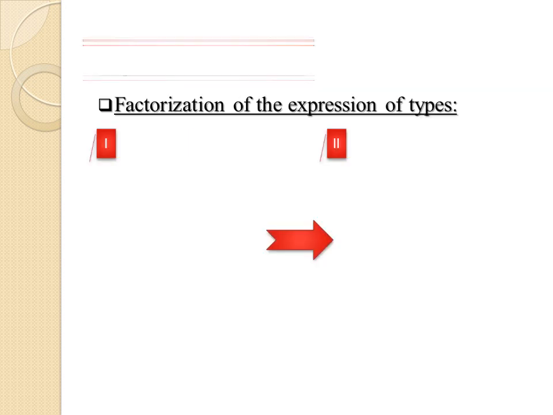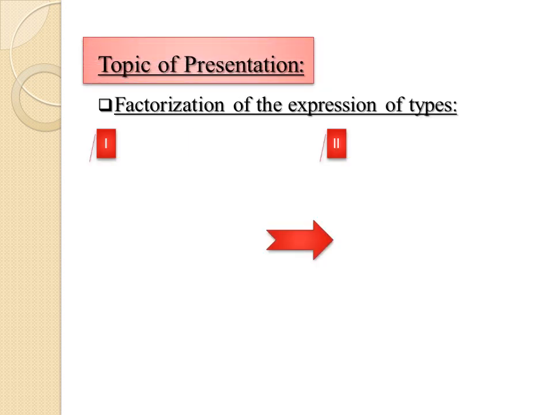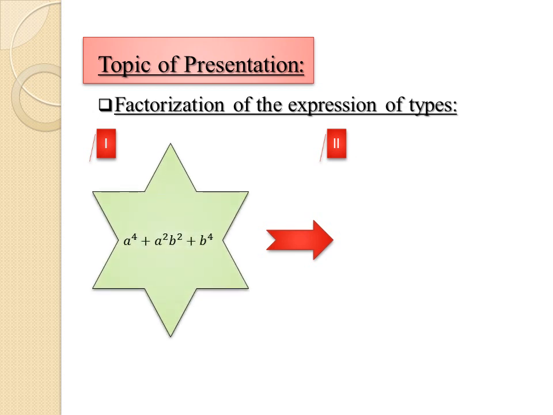Students, now I am moving on to the topic of my presentation, in which first I will discuss factorization of the expressions of the following two types. The first one is a4 plus a square b square plus b4. The second one is a4 plus 4b4.